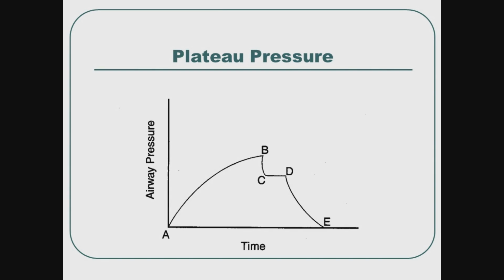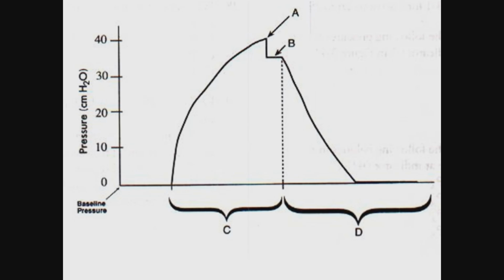We know the various pressures here. A and E are the baselines. B is the peak inspiratory pressure. C to D is the plateau pressure. D would be the value we would go ahead and report as the plateau pressure.